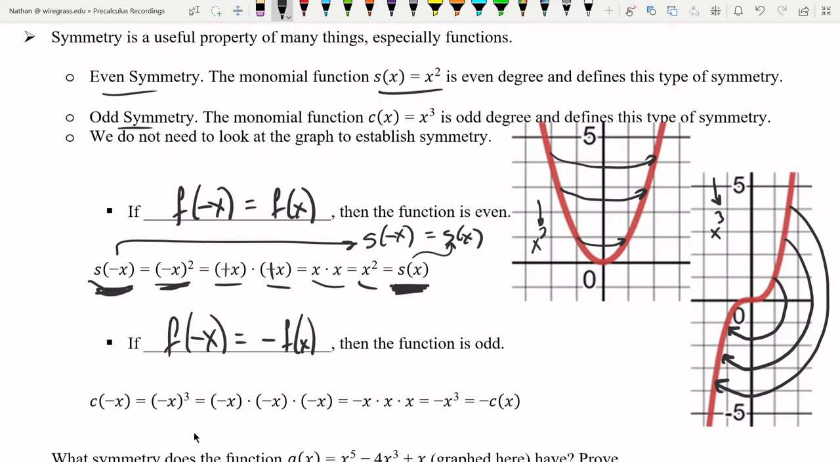Likewise, for odd symmetry, c of negative x, c was right here. C of x is x cubed. So c of negative x is negative x cubed. We have 3 versions of negative x. 2 cancel, and 1 remains. That can be brought out in front. And we have x times x times x. That's just going to be negative of x cubed. X cubed is c of x, however, so we have negative of c of x. So we've proven that c of negative x equals negative c of x, which is exactly what I have written here.